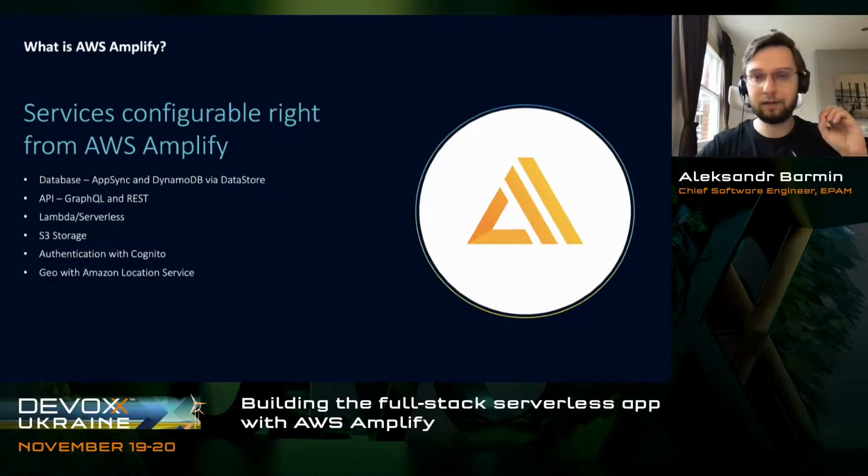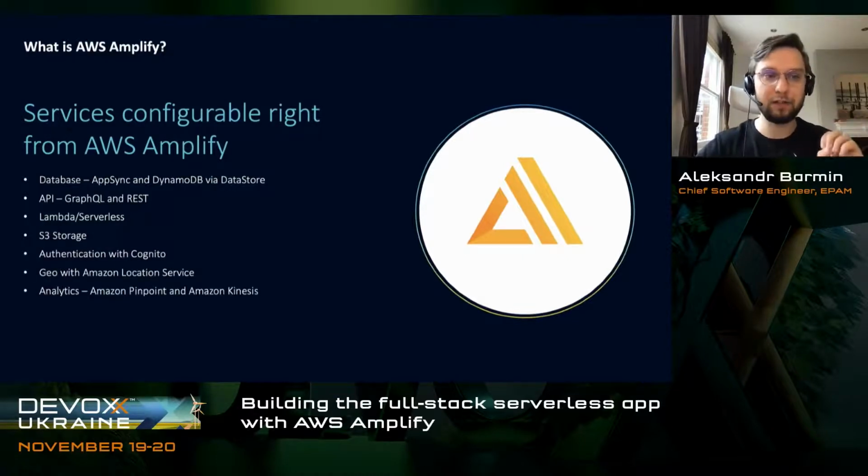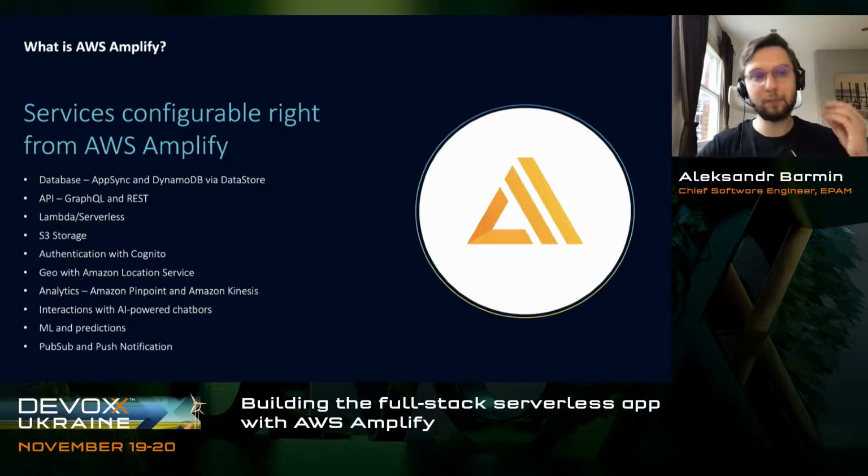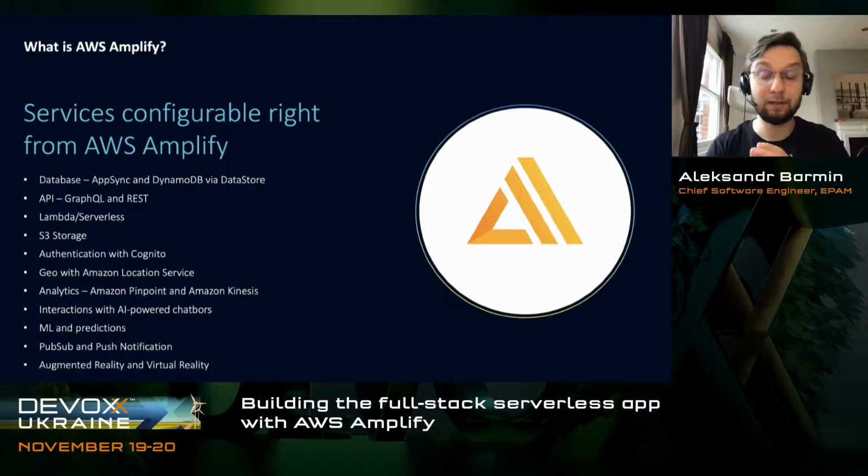Cognito, geolocation with Amazon Location Service, analytics using Pinpoint and Amazon Kinesis, AI-powered chatbots are also available out of the box. You can use machine learning, push notifications for mobile devices, and even augmented and virtual reality.